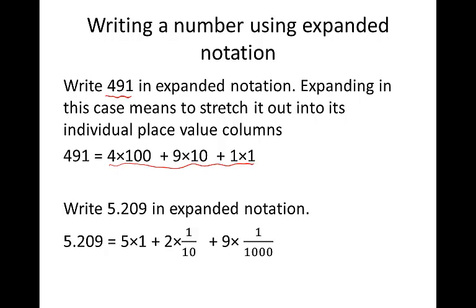We can, however, use this idea with our decimal numbers as well. So 5.209 we know is the same as 5 lots of units. There's a 2 in the tenths column here, so that's 2 lots of 1/10. We've got nothing in the hundredths column, so I don't need to write anything down about that. But we do have a 9 in the thousandths column, and that's how we write it, 9 lots of 1/1000.